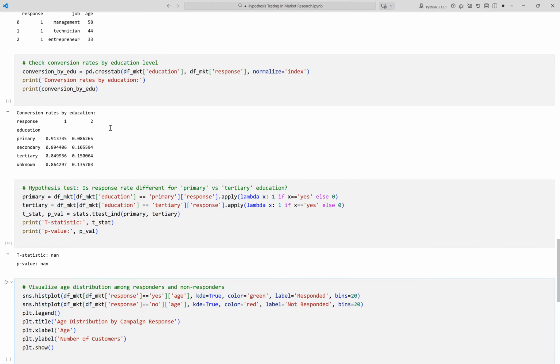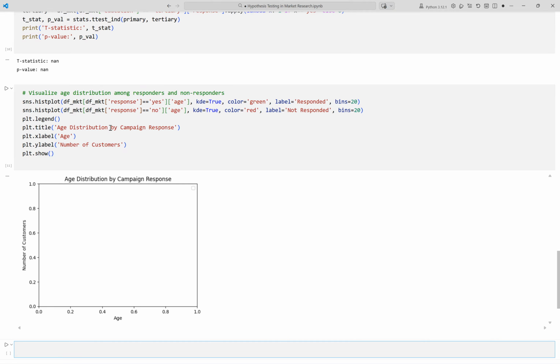Running the cell now. This plot shows the age distribution of customers who responded versus those who did not respond to the campaign, with green representing responders and red for non-responders. Notice the shape and overlap of the two distributions, which helps us understand if age influences response behavior, a critical step before testing hypotheses about group differences. This visualization also highlights the importance of checking sample size across groups, ensuring our comparisons are valid. Can you see a particular age segment where response is higher?